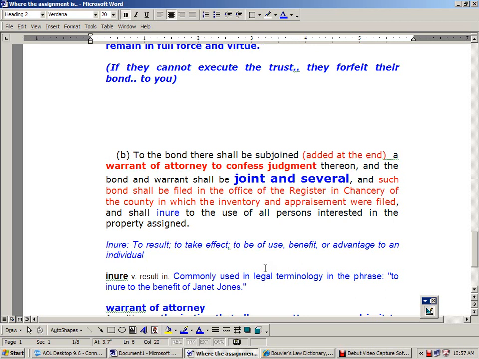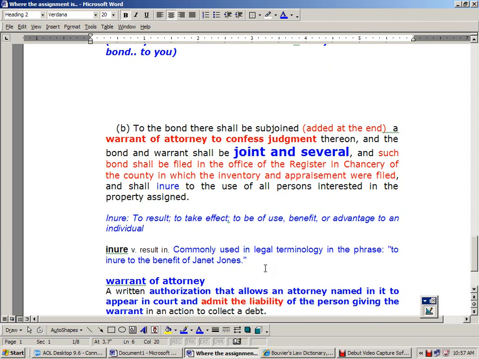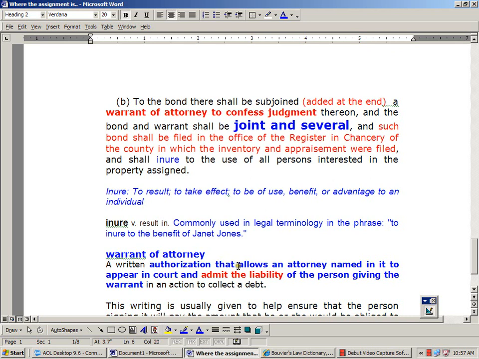and this warrant of attorney with a confessed judgment on it. Let's look at what a warrant of attorney is: a written authorization that allows an attorney named in it to appear at court and admit the liability of the person given the warrant. So we're not given this warrant, somebody else is. And now the attorney has to admit their liability if it comes down to that. They haven't had to do that so far. And shall inure, so what does inure mean? To result, to take effect, to be of use, benefit, or advantage to an individual. Right? So the bond is made out for your benefit.